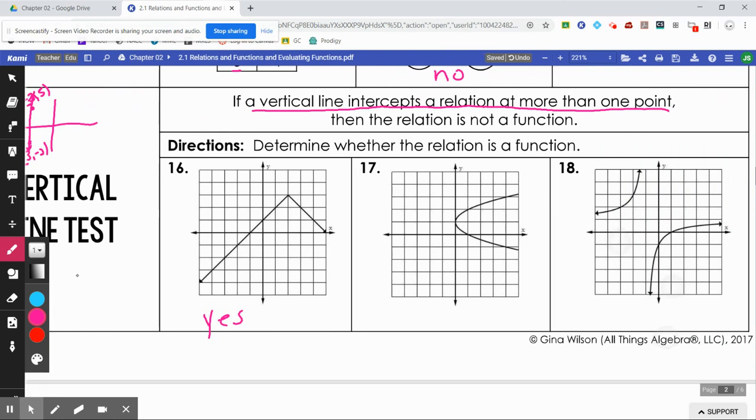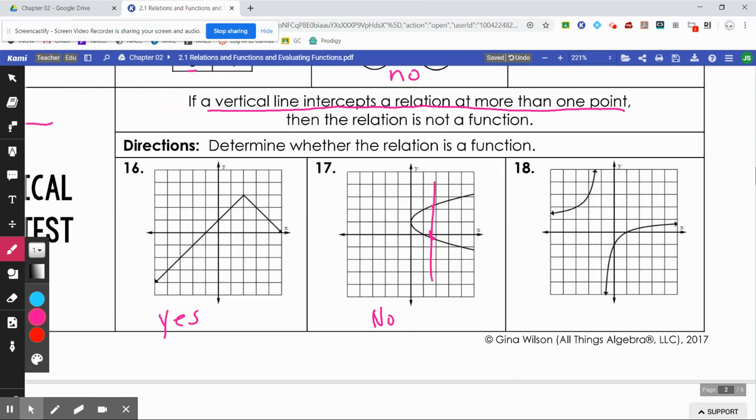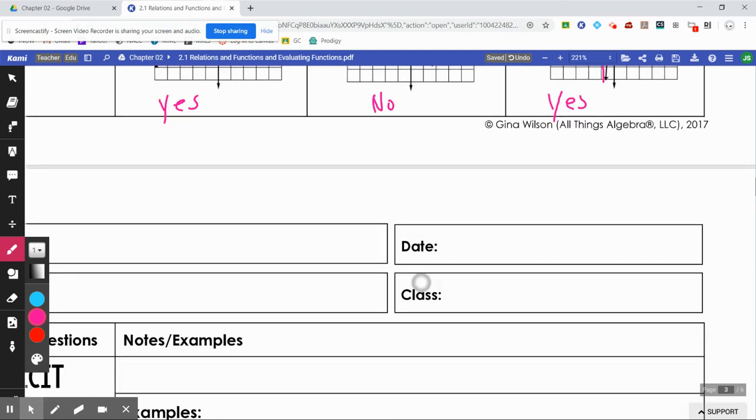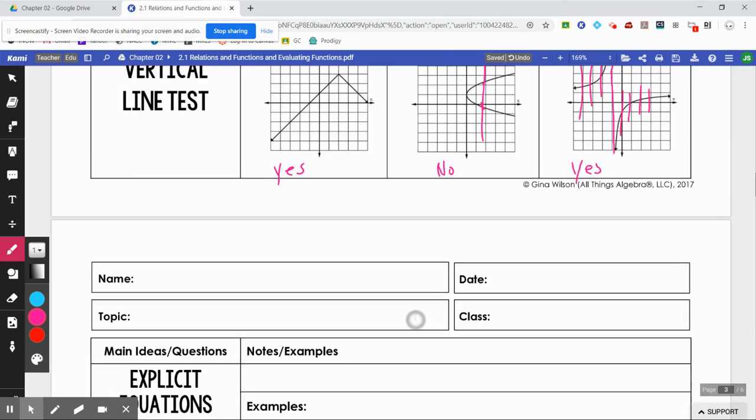17, look how quick this is. Boom, I hit 2 points. No, that's not a function. This x value here is paired with this and this point, both of those values. Here, 1 point, 1 point, 1 point. Now you do have an asymptote line that doesn't hit any points right here, and the rest of the time you're only hitting 1 point. So yes, that will be a function. So it's really quick and easy to see if something's a function if you have the graph.